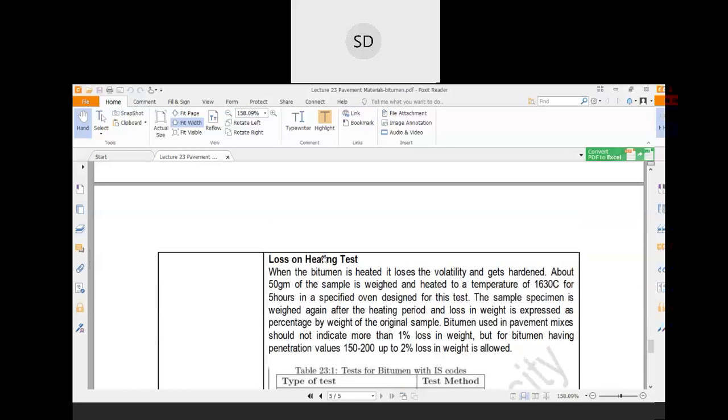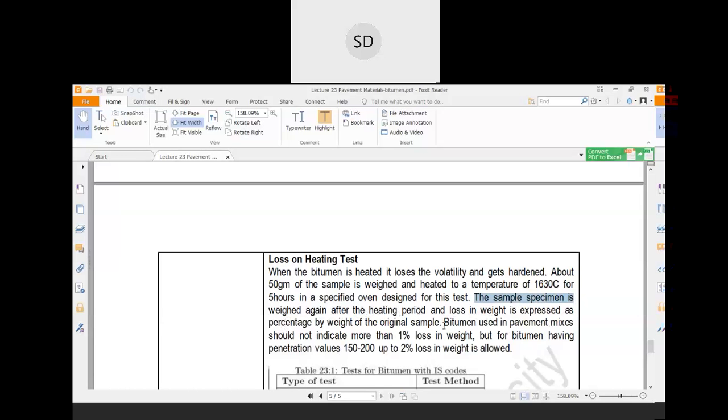Then another important test is called the loss on heating test. When the bitumen is heated, it loses volatility and gets hardened. About 50 gram of the sample is weighed and heated to a temperature of 163 degrees Celsius for 5 hours in a specified oven designed for the test. Then the specimen is weighed again after the heating period and the loss in weight is expressed as a percentage by weight of the original sample.